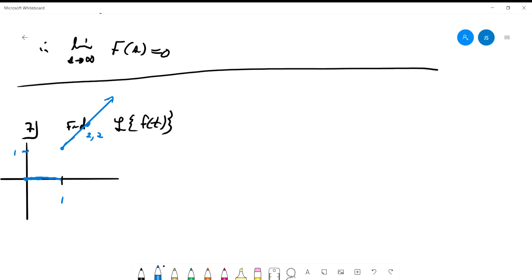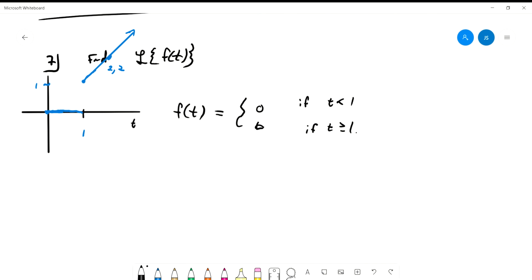So we see that we can write what the function is, f of t. This is the t-axis. F of t is equal to 0 if t is less than 1, and it's just t if t is greater than or equal to 1. So we'll write the definition for the Laplace transform. L of f, by definition, is the integral from 0 to infinity e to the minus st times f of t dt.